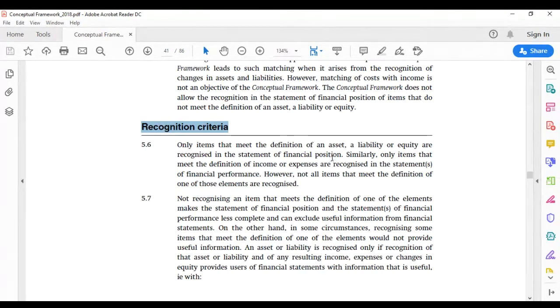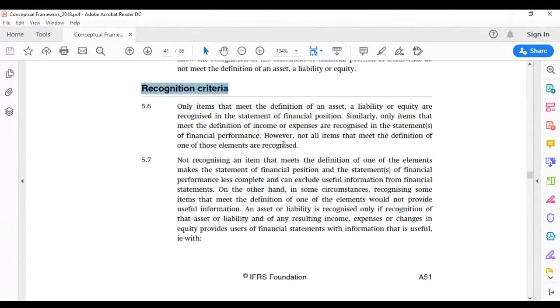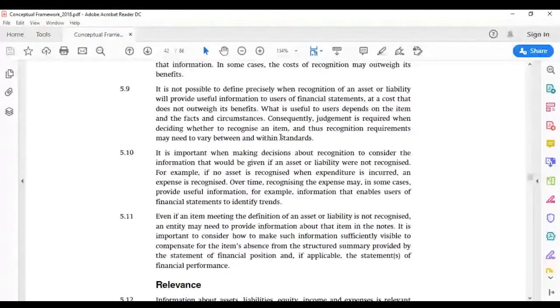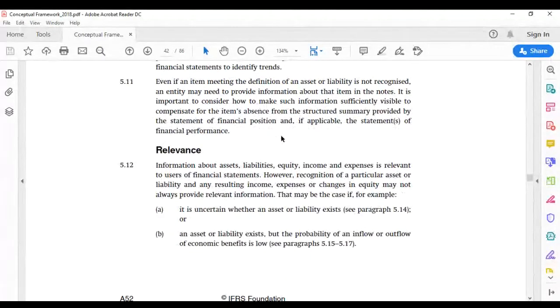Now, clearly, first of all, it must comply with the definition criteria. So it must comply with the definition of either an asset or a liability or equity or income or expenses, right? So once it complies with one of those definition criteria, then we refer to the recognition criteria. So then we decide, should we actually record this, or the new term that we've just learned, should we recognize this or not? And the recognition criteria basically tells us we are going to recognize it, we are going to record it if two situations exist.